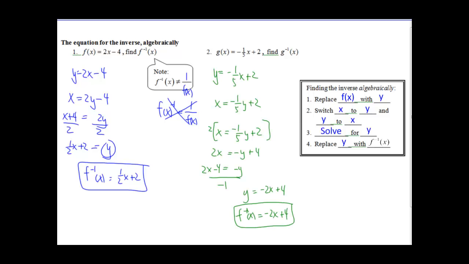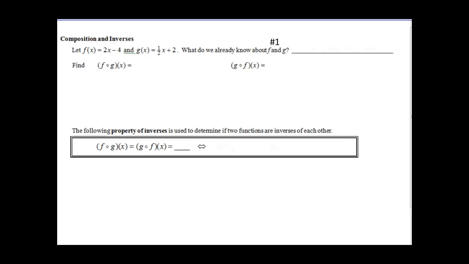Welcome back. Checking through the work. Hopefully you got f negative 1 of x equals negative 2x plus 4. So now we have points, graphing, and we just did an inverse. Now we're looking at compositions and inverses. Going back to number 1, we already know f is 2x minus 4, and we just solved and got 1/2 x plus 2.